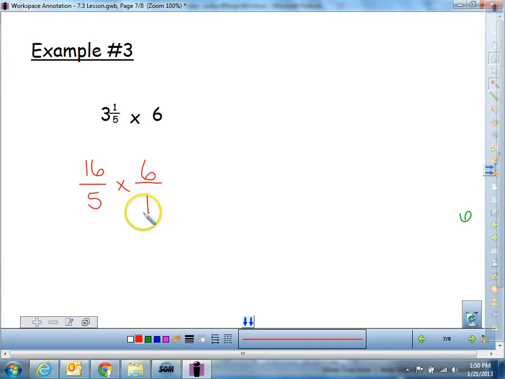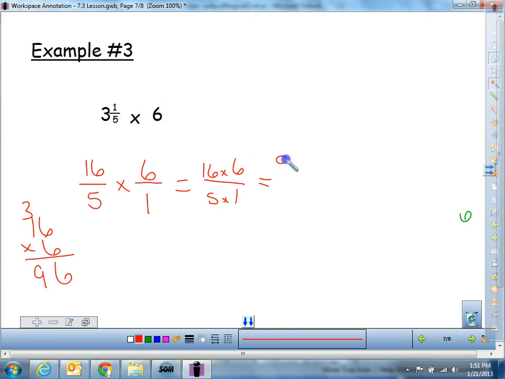Now, this is an ugly one because I don't have anything that works well. 5 and 16 don't work very well together. 5 and 6 don't work very well together. And 1, that doesn't do anything for me either. So I am just going to take 16 times 6 for my top number, 5 times 1 for my bottom number. So let's go ahead and figure out what do we get when we take 16 times 6. 6 times 6 is 36. 6 times 1 is 6, plus 3 is 9. 96 is my top number. And my bottom number is 5.